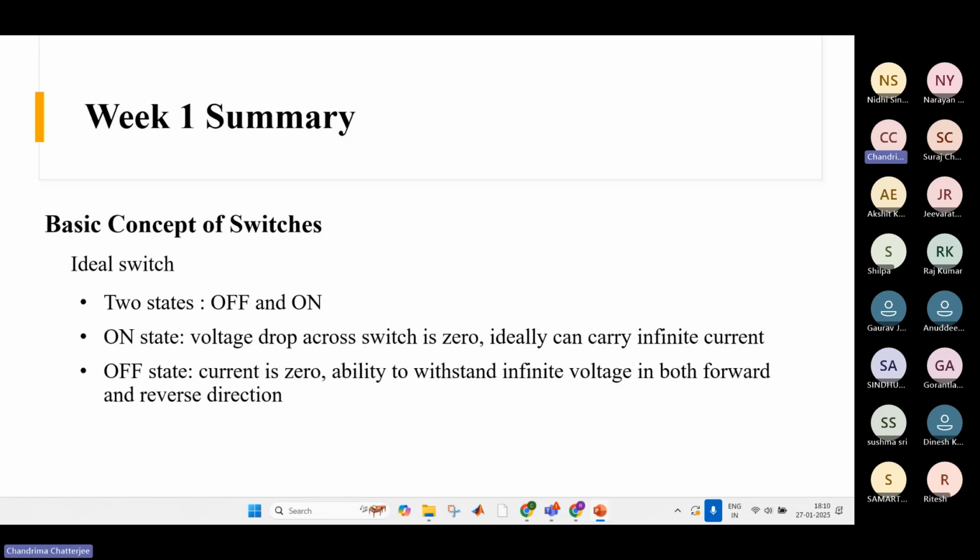Also, in the off state, it can block any amount of voltage, and the current will be absolutely zero. There will be no leakage current, nothing. The current will be zero, and it can block voltage in either direction, positive voltage as well as negative voltage, in the forward direction and the reverse direction. Is it clear?